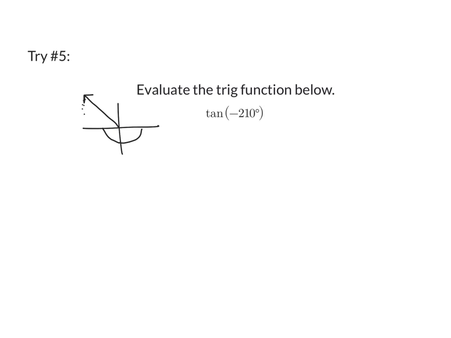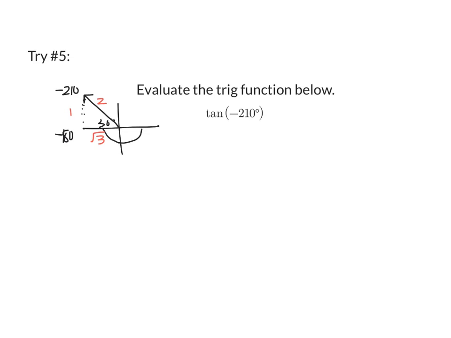We need to think about the reference angle, though, because if this was negative 180 and we're at negative 210, the difference between the two is 30 degrees. So let's set up our triangle based off of that information. If that's 30 degrees, opposite of 30 is 1. The hypotenuse is 2, and then this side is square root of 3. Okay, so 1, 2, and square root of 3.